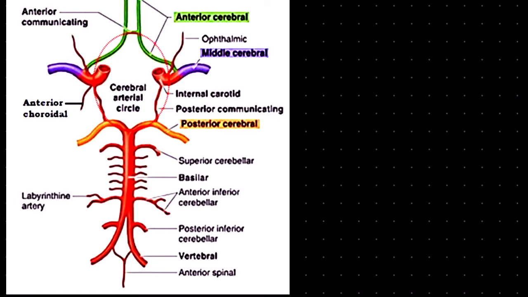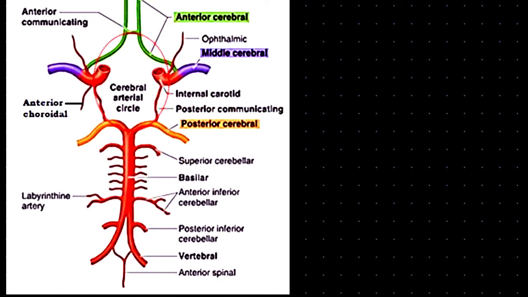Now there is one special condition, that is berry aneurysm. A berry aneurysm in the posterior communicating artery, which is this one here, most commonly damages the oculomotor nerve. Why the oculomotor nerve? We'll get into these things afterwards, don't worry.